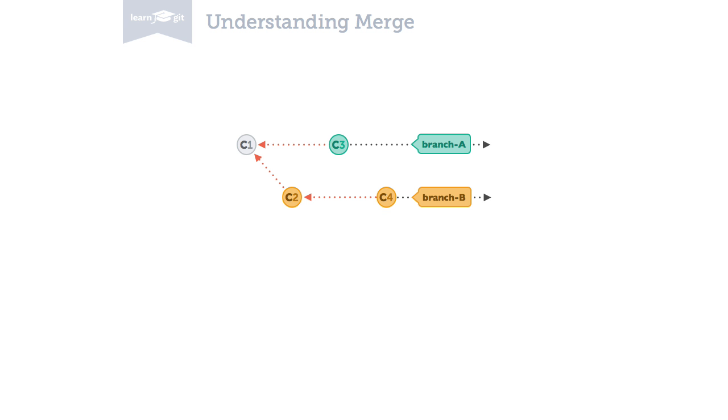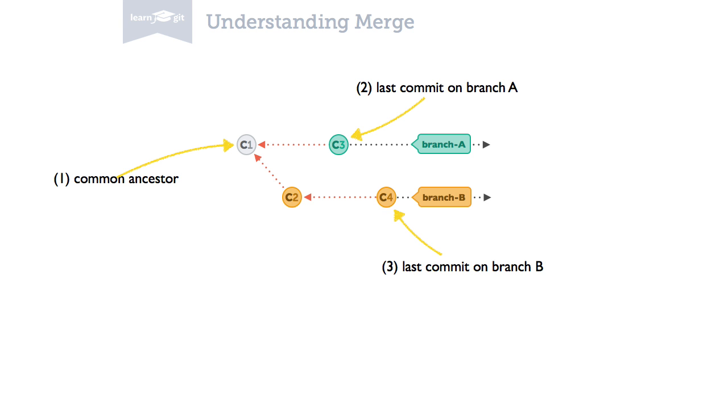When Git performs a merge, it looks for three commits. The common ancestor of both branches. At this point in time, both branches had the same content and then evolved differently. And the endpoints of each branch. Combining these three commits is what merge does.